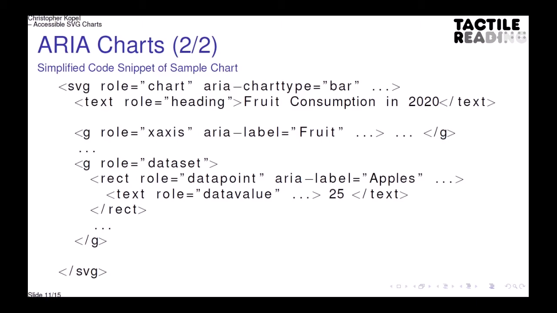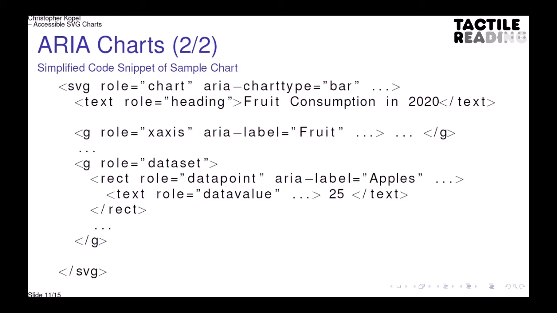And this rect element has another child element. It's a text element with role data value. This is the Y component of the data point, and this has the text content 25. So this data point can be summarized as X component apples, Y component 25, or in other words, the consumption of apples is 25 billions or millions or whatever you may wish. That's up to your fantasy.